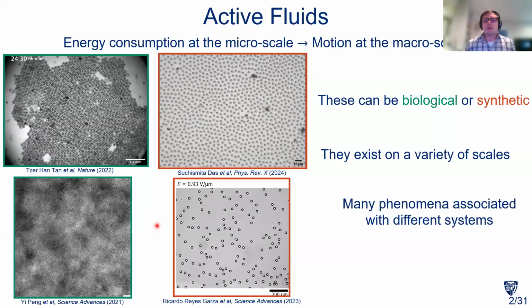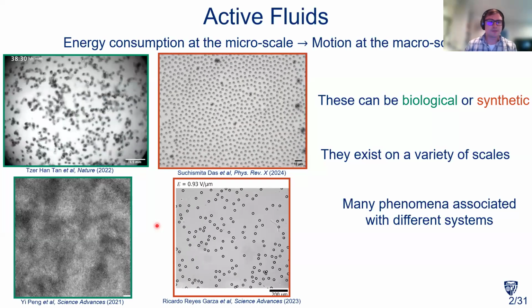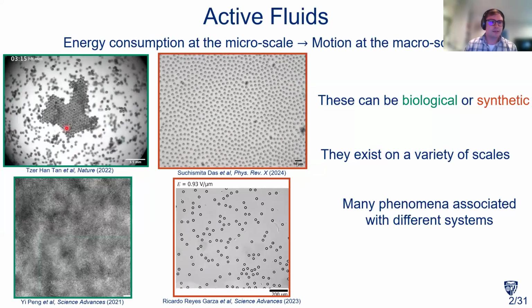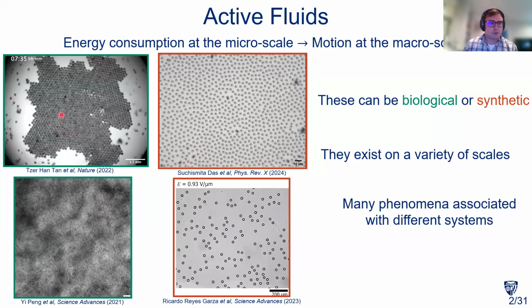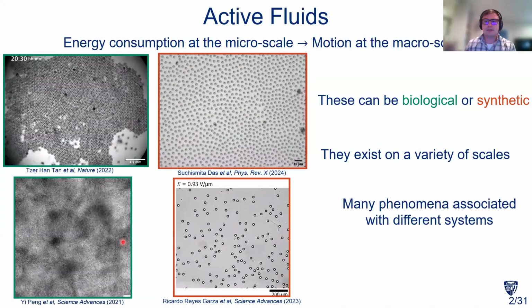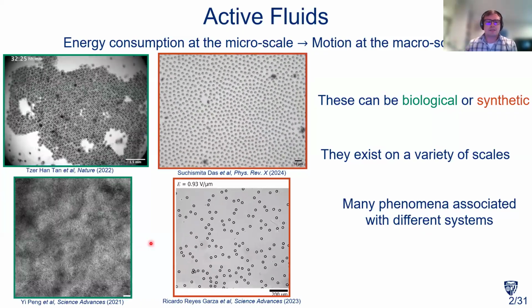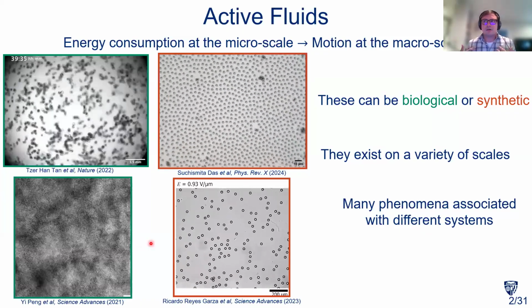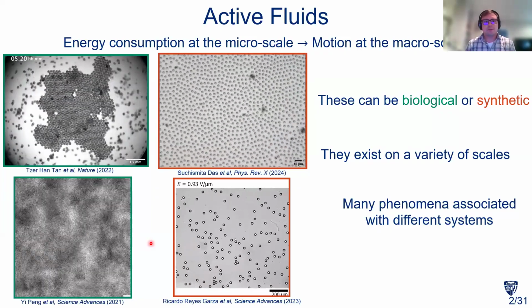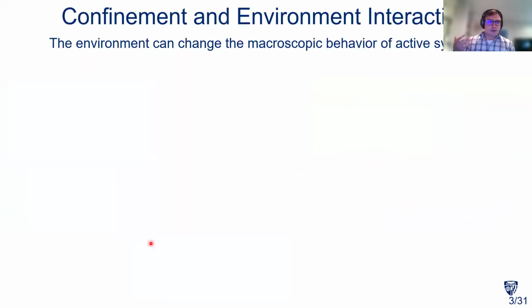And there are a lot of different phenomena associated with different systems. Sometimes the phenomena can be ordered, like this sort of chiral crystal that forms, or this flocking behavior, or it can be chaotic or turbulent. There's a lot of work that goes into understanding the fundamental phenomena of these systems, but there's also a lot of work that goes into understanding how different environments can change the fundamental behaviors. And that's one of the things that I'm interested in. Confinement and the environment can change the fundamental behaviors of these systems.